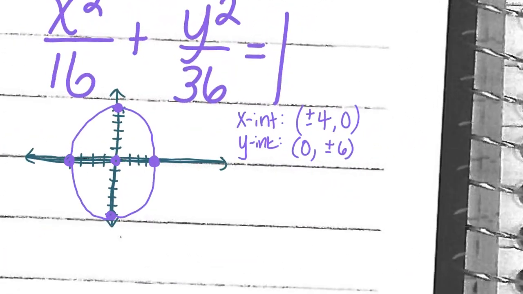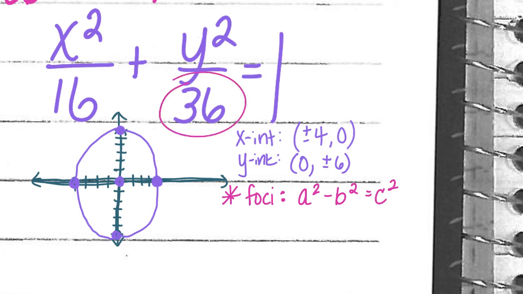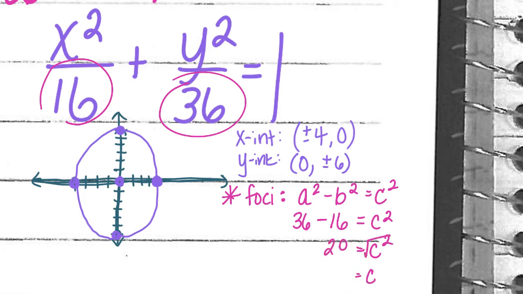Oh, we have to find the foci. So we do need a foci formula, so if you write this down, that would be just wonderful. For the foci, we are going to use a squared minus b squared is equal to c squared. Remember, a squared is always the largest number, so my a squared in this case is 36 minus the b squared, which is 16, and that's going to give me c squared. 36 minus 16 is 20, where c, when I take the square root of each side, is 2 root 5.